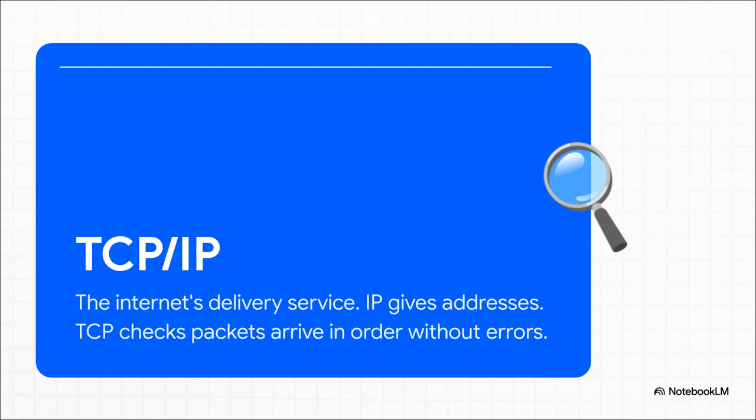So who's delivering all these little envelopes? Well, that's a job of something called TCP/IP. It's basically the internet's official mail service, and it's easiest to think about it in two parts. First, you've got the IP, the Internet Protocol. That's like the postal worker who stamps every single packet with a destination address. Then you have TCP, the Transmission Control Protocol. This is the quality control manager. It numbers all the packets so they can be put back together in the right order at the other end, and it does a quick check to make sure none of them got lost on the way.